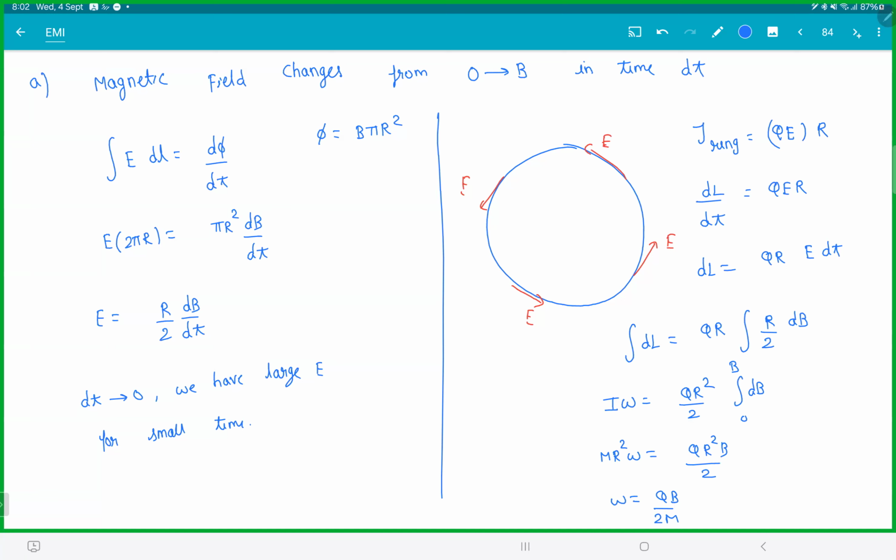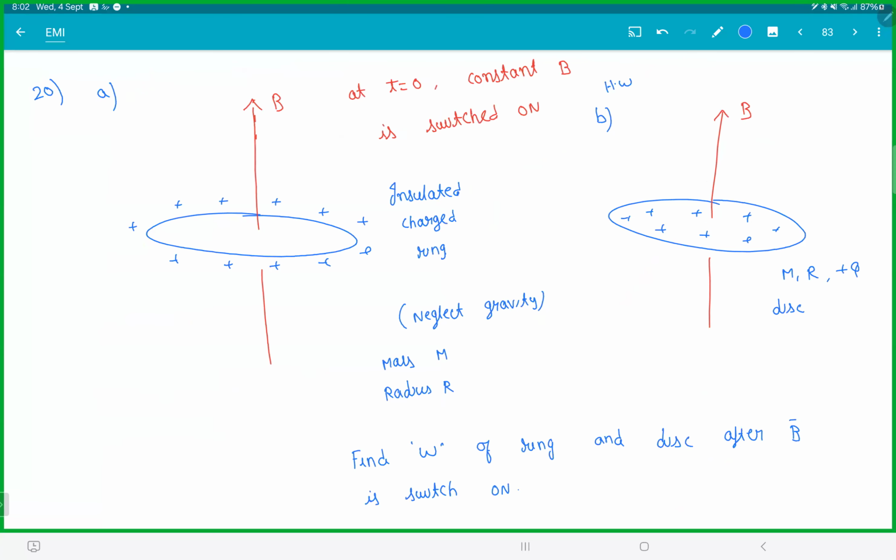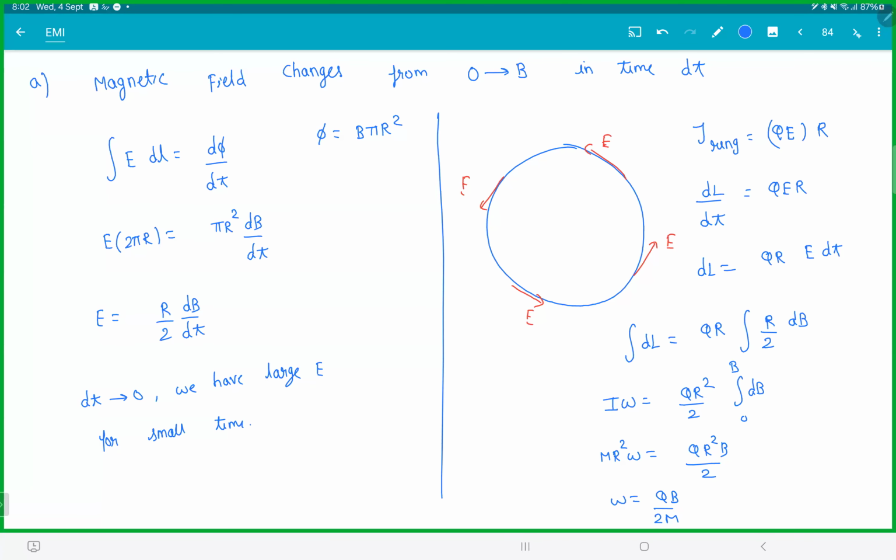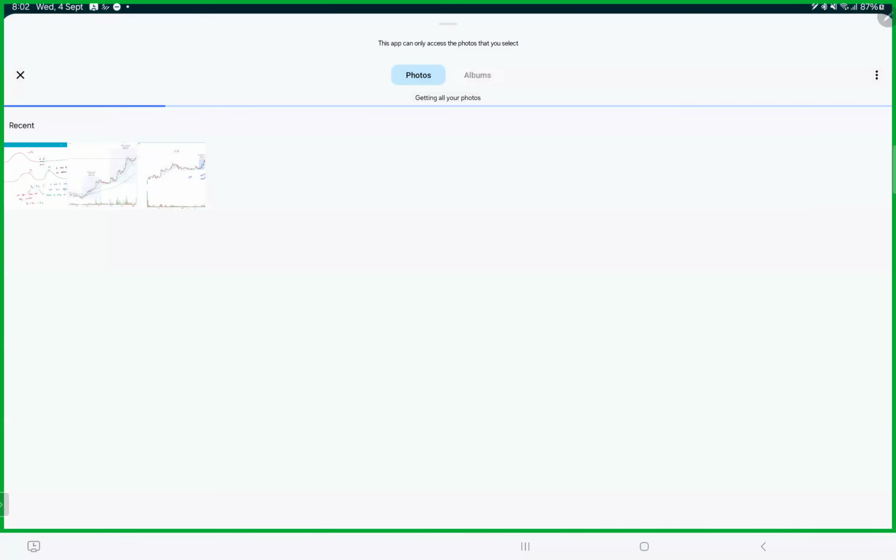Is that clear? Yeah, so change in angular momentum is torque into time. Is this clear, everyone? So using this as a reference, try it for a disk. That will take time, so spend some time on it and work on it. That will be one. Let me give you a few more homework questions.